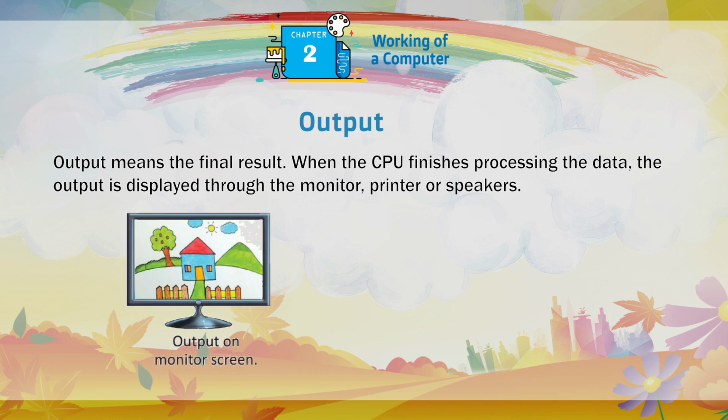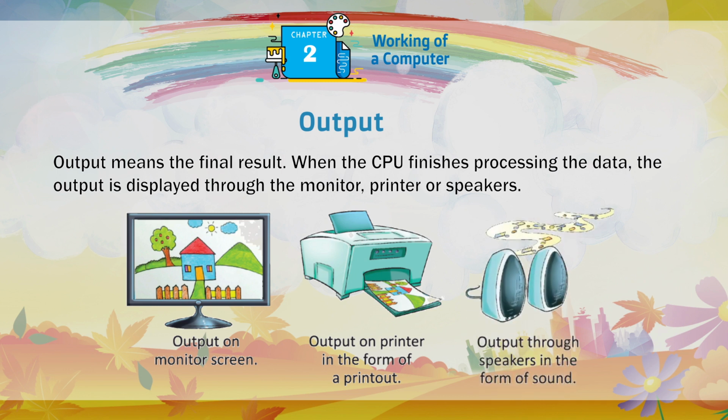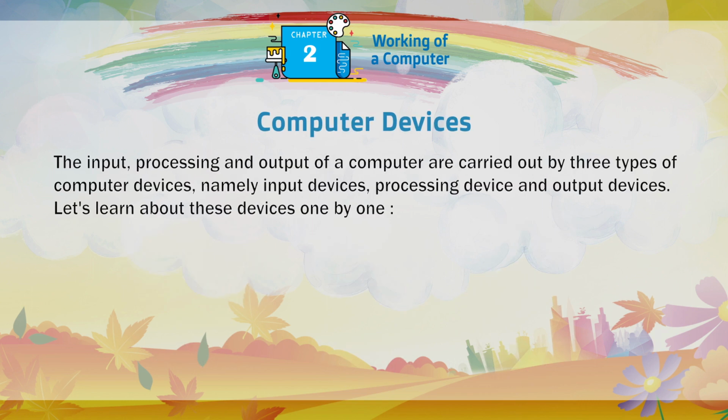Output on monitor screen. Output on printer in the form of a printout. Output through speakers in the form of sound. Computer devices. The input, processing, and output of a computer are carried out by 3 types of computer devices, namely input devices, processing device, and output devices. Let's learn about these devices one by one.